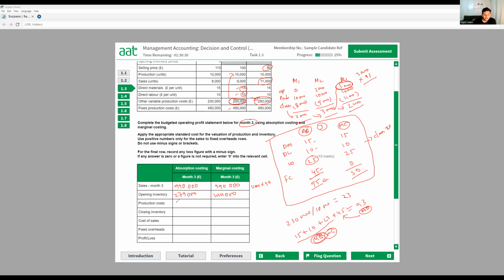Then we'll go for the production cost. In month number 3, we produced 10,000 units. So how much is the cost for 10,000 units? Obviously, every single unit costs me 95 under absorption. So 10,000 times 95 should be 950,000. And for the marginal, it is 50, so 10,000 times 50 is 500,000.